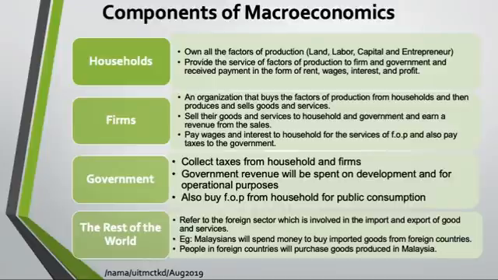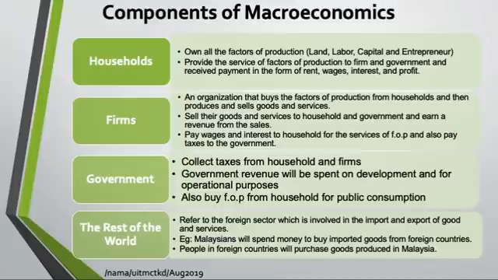Household owns all the factors of production in terms of land, labor, capital and entrepreneur. Okay, contohnya saya sendiri as a labor. Owns the labor. Land, labor, capital and entrepreneur. And this household will provide the service of factors of production to firm and government and receive payment in the form of rent, wages, interest and profit. For land, you will get rent. For labor, wages or salaries, capital, interest and entrepreneur, you will get profit. Okay, that is household.